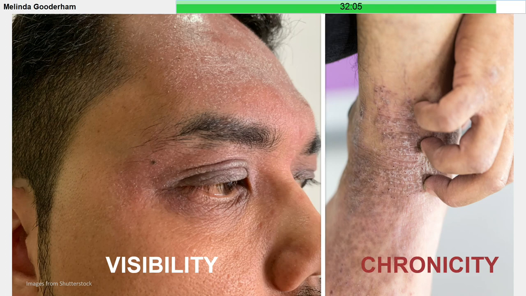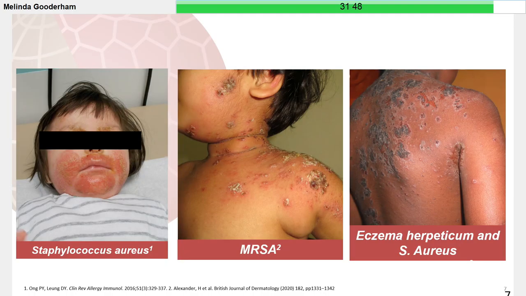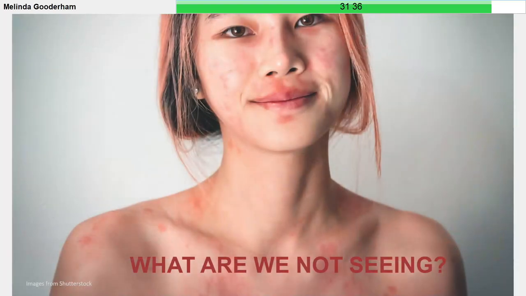We can see the signs of chronicity, whether it's through the lichenification, sometimes scarring of the patient, or even signs of steroid therapy over years, patients with striae, or thinning of the skin from long-term use. All of these chronic factors are what our patients live with. And then, of course, the infections that they have to deal with. So on top of their atopic dermatitis, they're constantly dealing with infections, worried about infections, worried about catching things. So those, to me, are the atopic things.